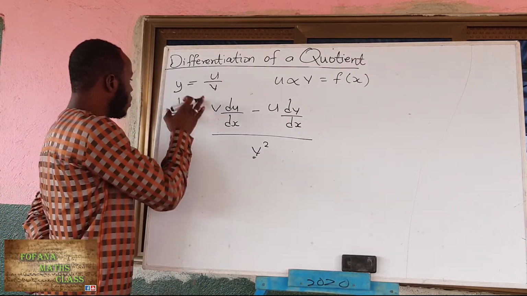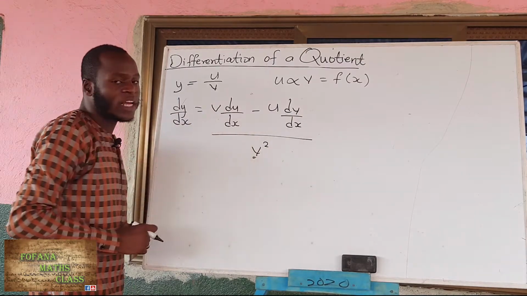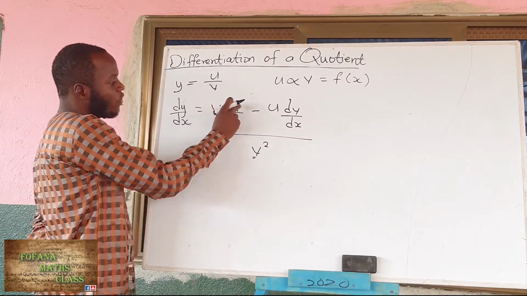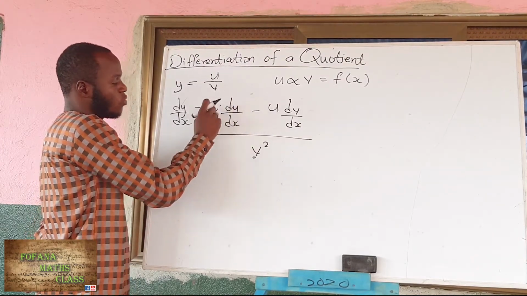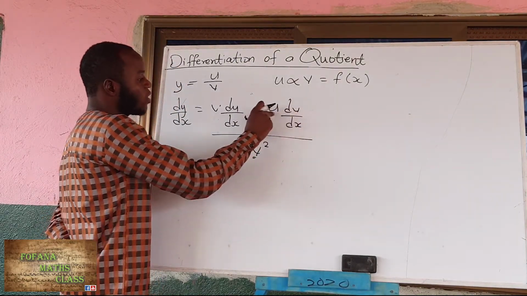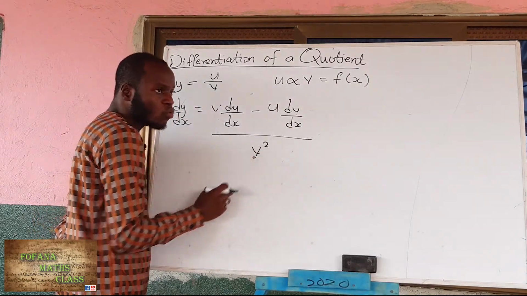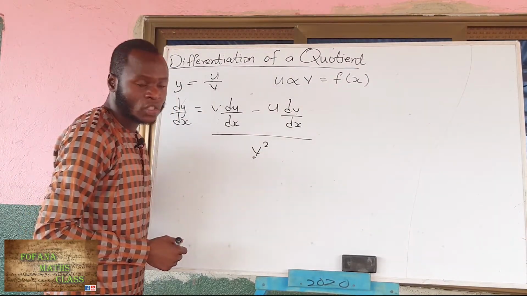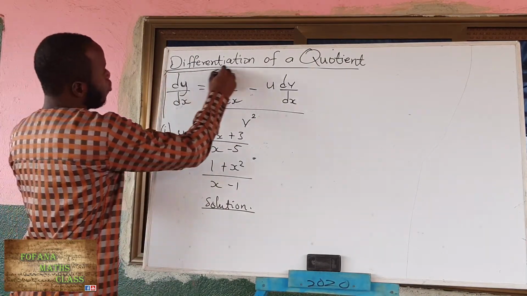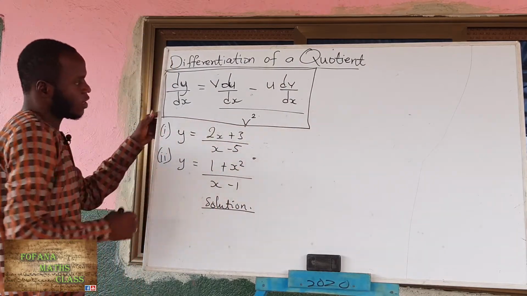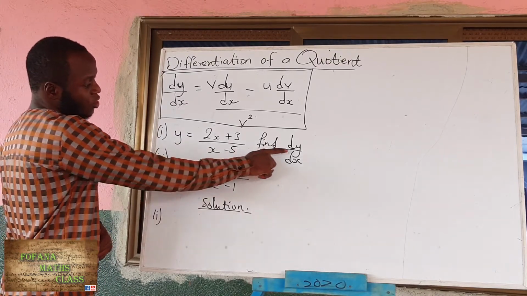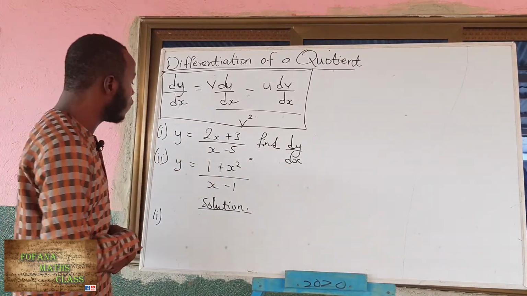Then if you want to solve such a question, the formula is dy/dx equals, you keep v first, then you differentiate u, so you use that du/dx to multiply it, minus, you keep u, then you differentiate v, then you use that dv/dx to multiply u, all over v squared, and then you will obtain your dy/dx. Now we have these two questions on the board which we are going to use to illustrate this formula. They ask us to find the differential coefficient or the derivative.